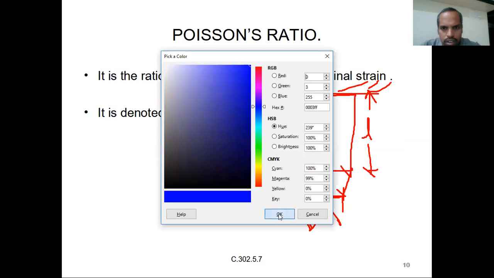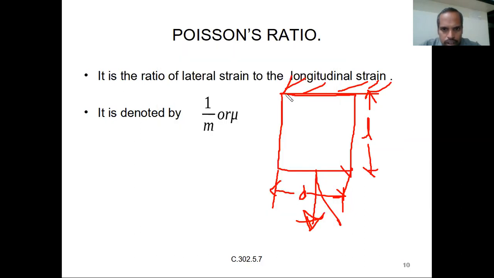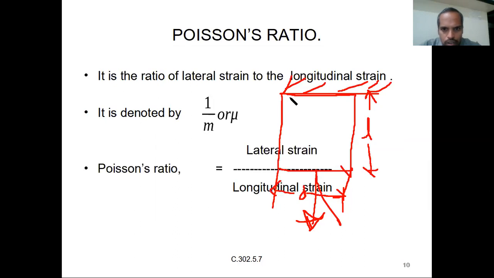I will take another one so that it will be easy. Because of the load, what happens? The length increases like this and decreases like this. This length is increased by delta L, whereas if you take this side, it will decrease. Let us take both sides: this is delta D by 2, this is delta D by 2, both sides put together is nothing but delta D. Change in length is nothing but delta D.